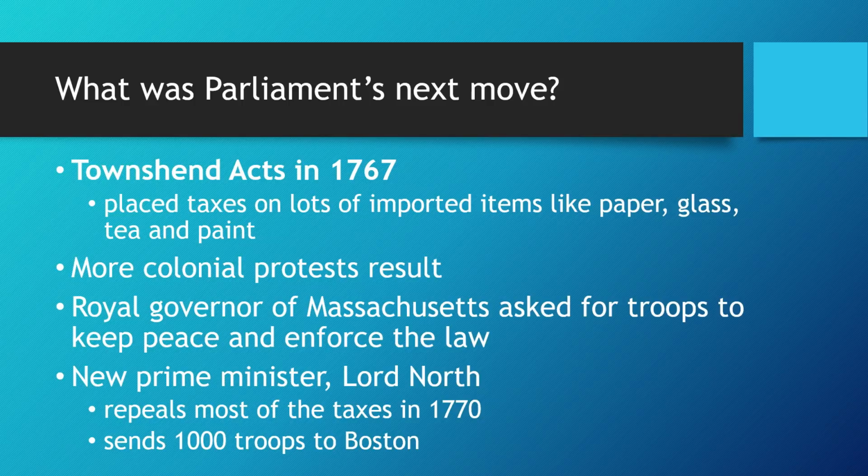In 1770, a new prime minister takes charge in Britain named Lord North. He repealed most of the taxes in 1770. That should calm things down, right? No, because he sent about 1,000 troops to Boston to meet the governor's request.